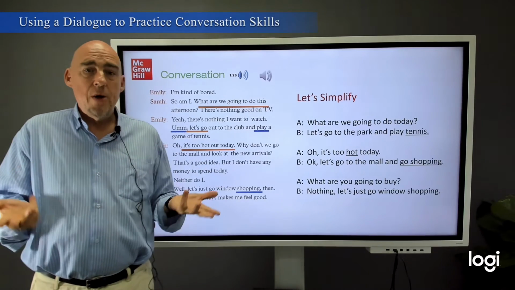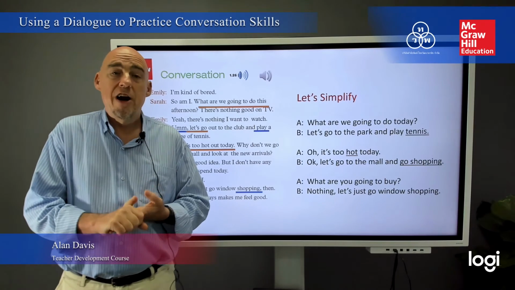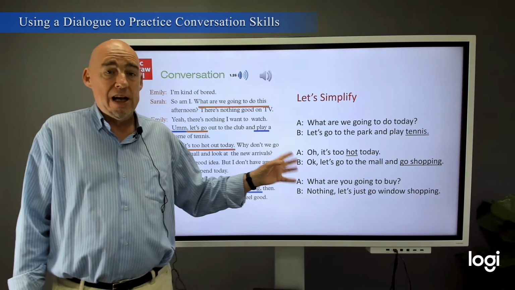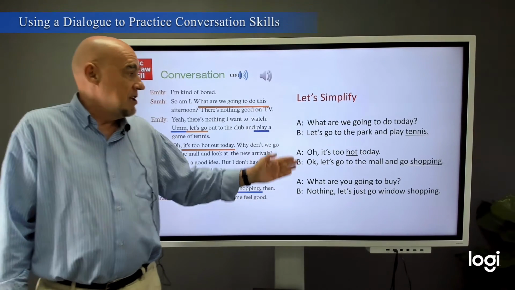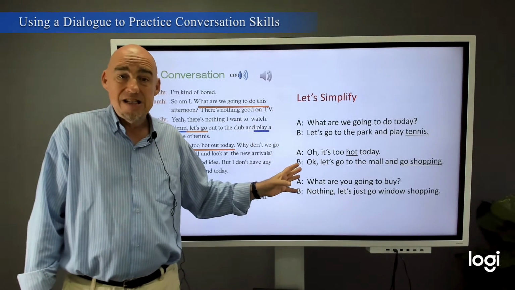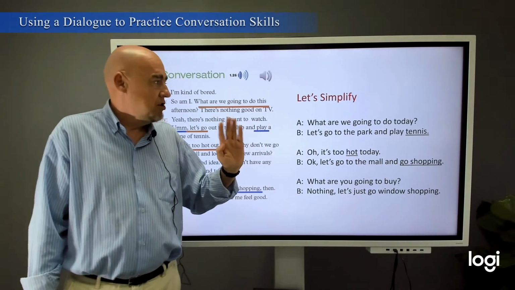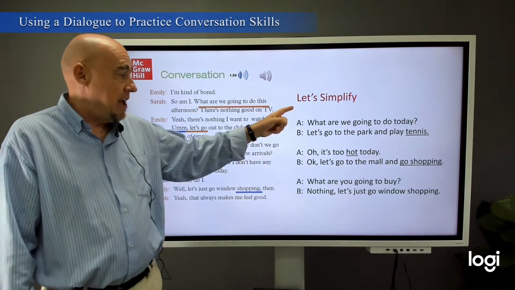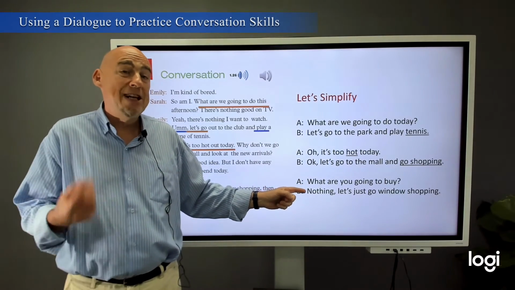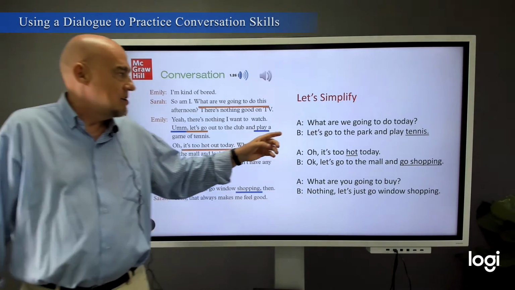So I've determined what my grammar points are. I've determined what vocabulary I want to use. I'm actually going to simplify this dialogue now. I'm going to put this in a question, answer, question, answer, question, answer format. And I'm going to be using repetition. So I'm repeating a few things, just making it simpler so the students may actually have a better chance of remembering it. So let's go ahead and look at what I've kept.